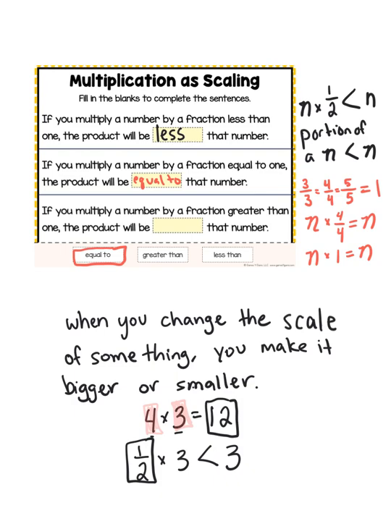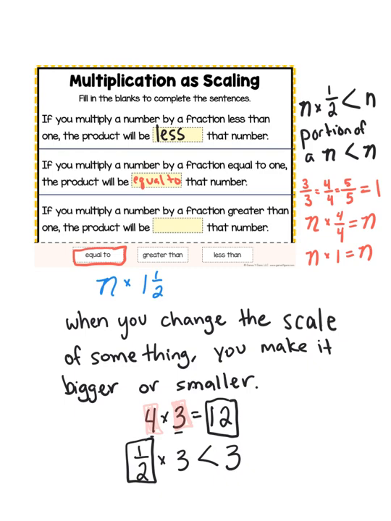Okay, let's look at our third item. If you multiply a number, so we'll name that number n, by a fraction greater than 1, it could be like, I think the examples on your student sheet were all mixed numbers, so we'll stick with mixed numbers. Let's say we did like 1.5. That's a number greater than 1.